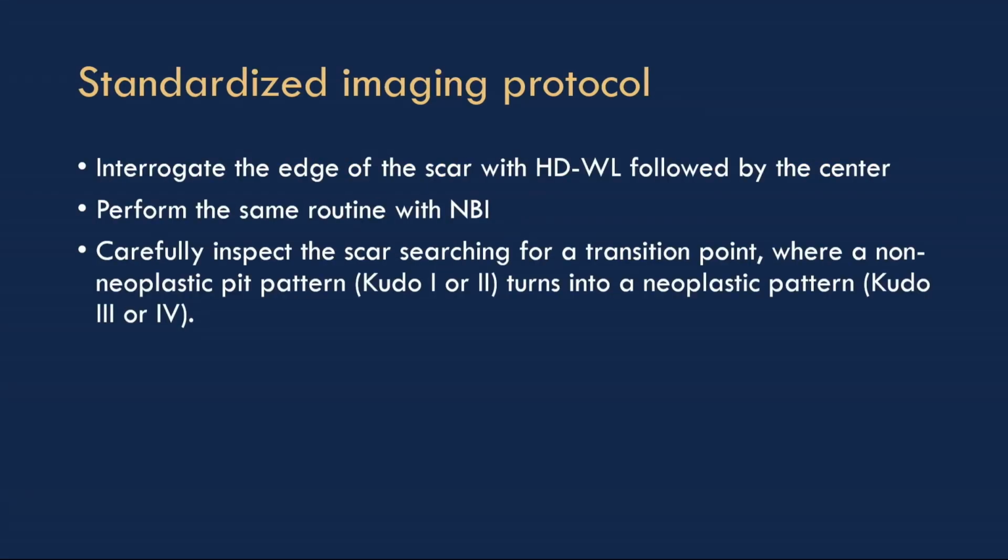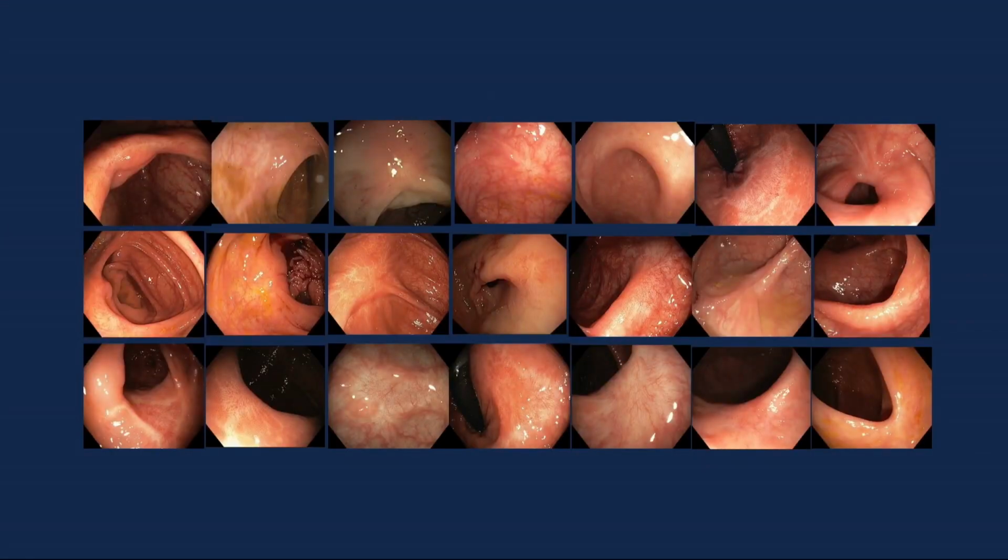So how do we do this? We first start with high-definition white light. We go over the edges, and then if it's a rather round scar, we carefully inspect the center of the scar, and then you perform the same routine with NBI. You really want to search for a transition point where you can see that a non-neoplastic pattern turns into a neoplastic one. So this transition point really is the key, and most of the time it's visible under white light, but we do need the NBI as well to detect flat recurrences.